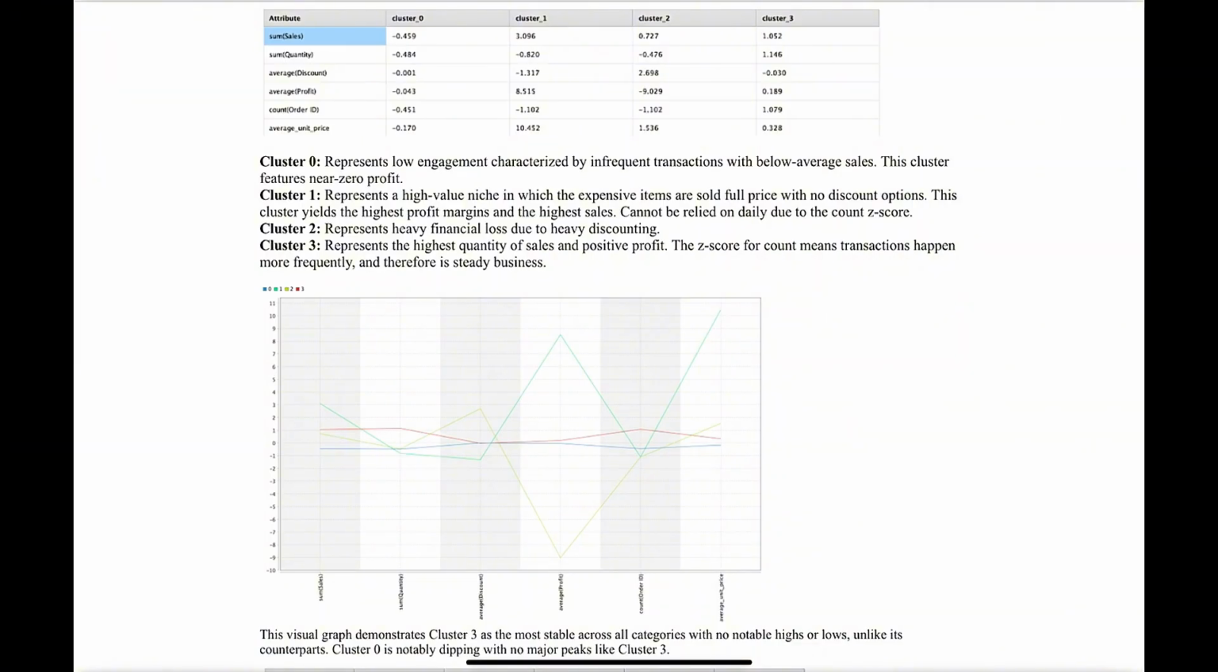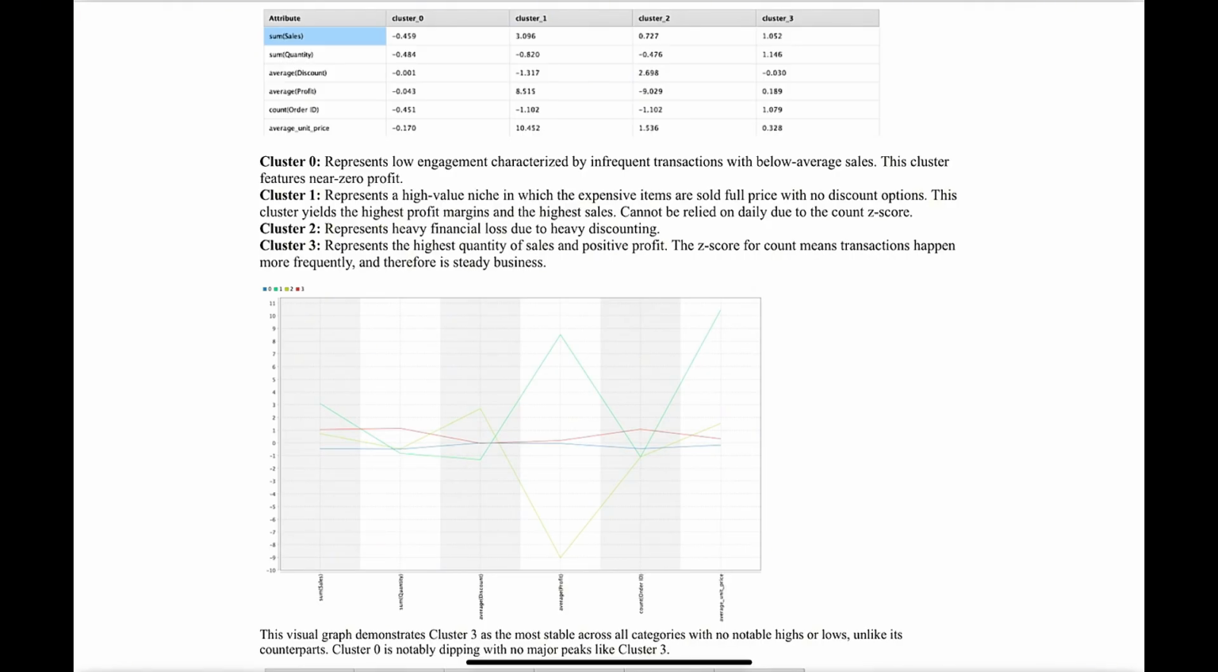Then we have cluster 1. Cluster 1 is very unusual. I would consider it an outlier just because it has high profit, but almost no transactions, with the transactions being only one every so often. And then we have cluster 2, which causes a huge dip in profits, evidenced by this negative 9 z-score.